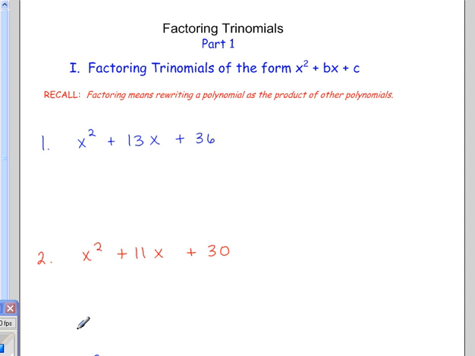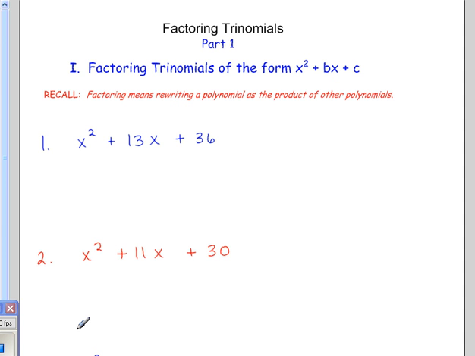Factoring trinomials, part 1. This is factoring trinomials of the form x squared plus bx plus c. Now remember from the previous sections, what does factoring mean? Okay, factoring means that you're going to rewrite a polynomial as the product of other polynomials. So far, we have one step that we've looked at in factoring, and that is finding the greatest common factor.